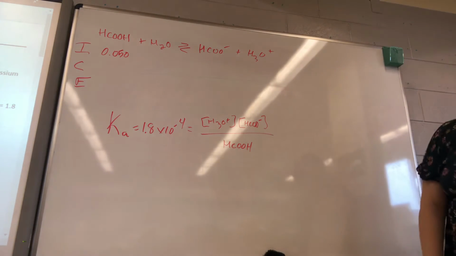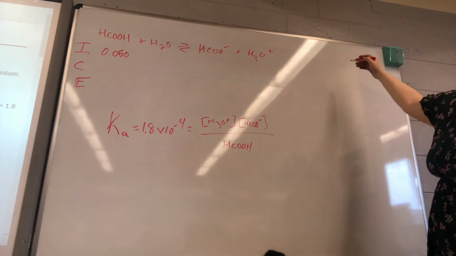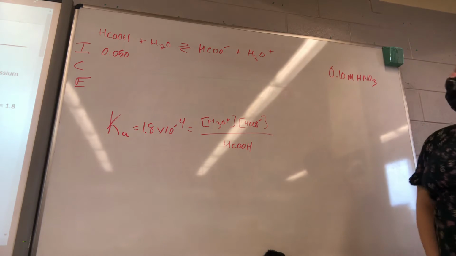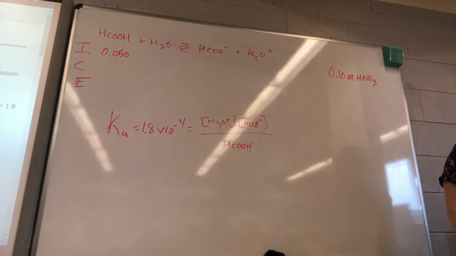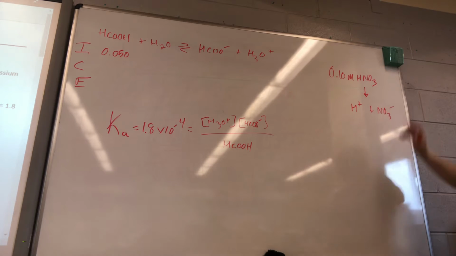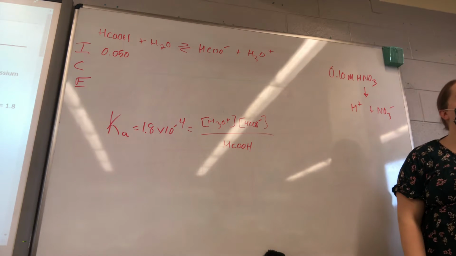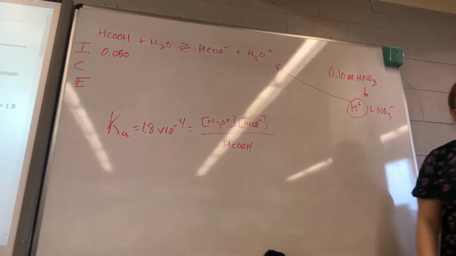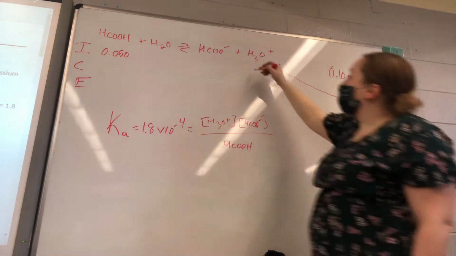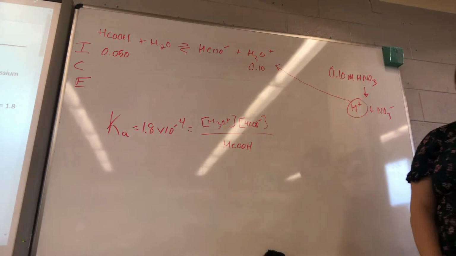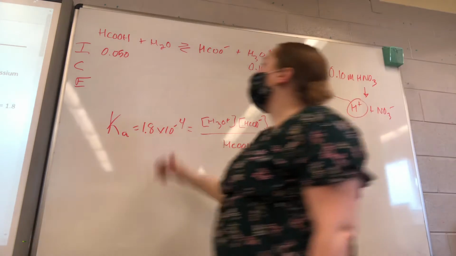Next thing we're told is that we have a 0.10 molar HNO3 addition. All right, so if this is an acid, does it look like an acid? Yeah. It's going to dissociate, right? So where's the common ion concentration going? That's my H3O plus concentration. So my 0.1 molar goes over here. Now what? Ignore water. Let's do some x's.